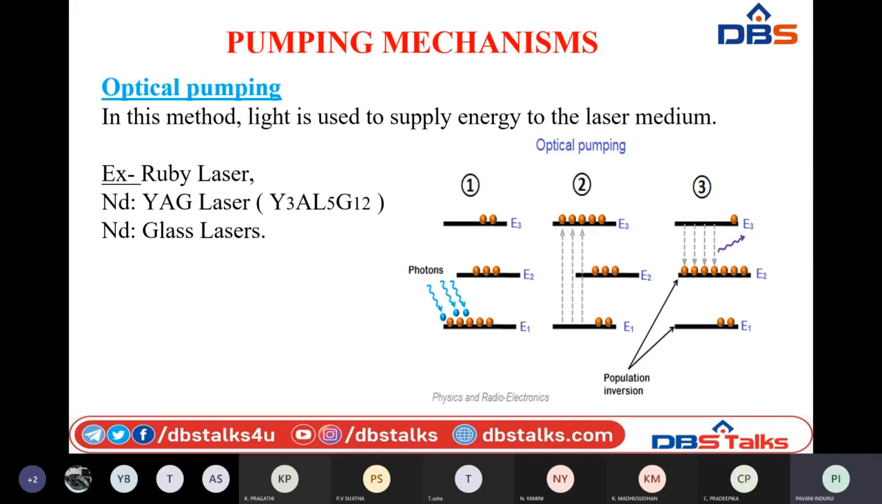So they absorb that and they fall back to E1 by releasing another photon, which is nothing but stimulated emission. Understood? So this kind of pumping is used in solid state lasers like ruby laser, Nd-YAG laser, and Nd glass lasers. These are the examples of lasers in which we are going to use optical pumping.